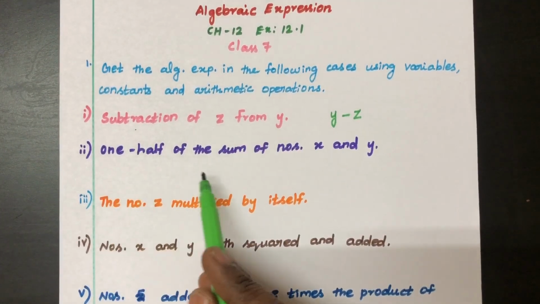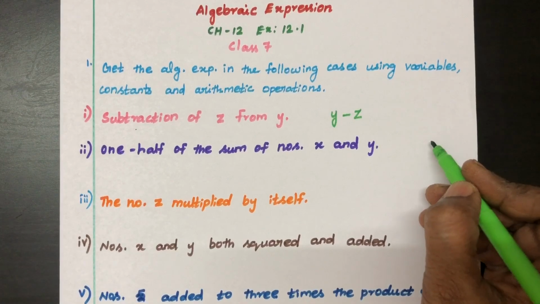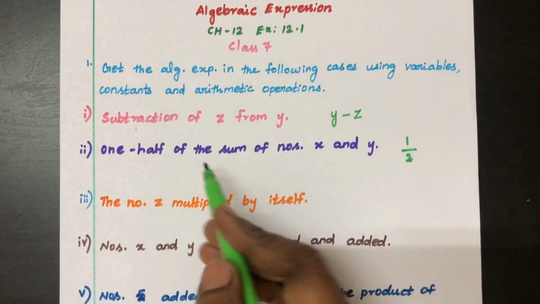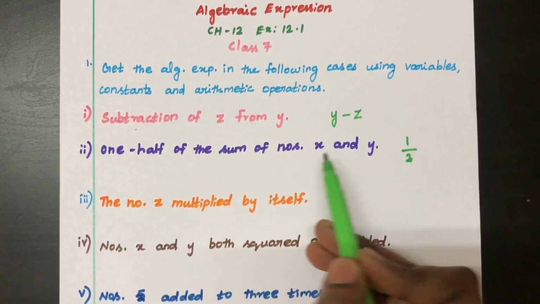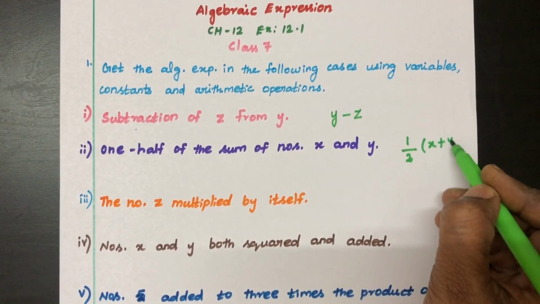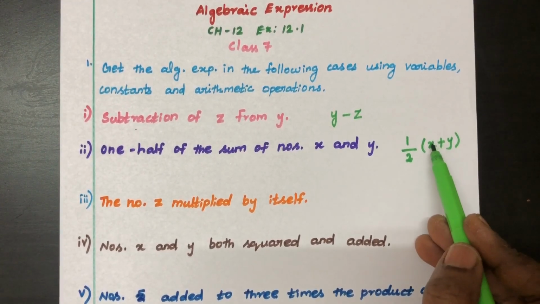Next, 1/2 of the sum of numbers x and y. See, 1/2 means 1/2. 1/2 of the sum of numbers x and y. So sum means x plus y. So it is 1/2 of (x plus y).